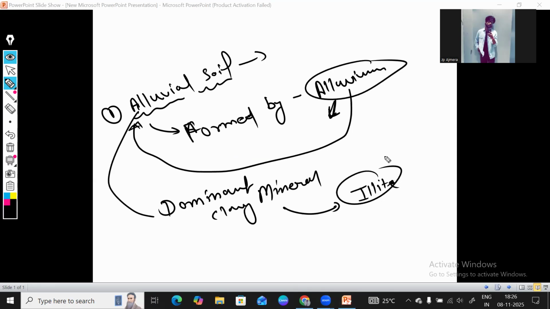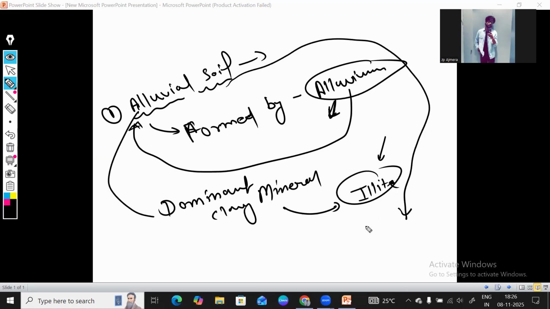This is the silicate clay mineral. It is a secondary kind of mineral. We already discussed so many times, 2:1 type, 1:1 type. So this is the 2:1 type basically. This is the dominant silicate mineral found in alluvial soil. So the dominant clay mineral in alluvial soil is illite. Cool. I hope it's clear to you.